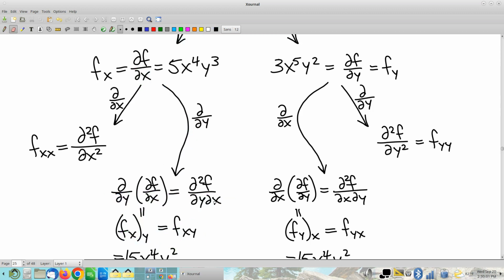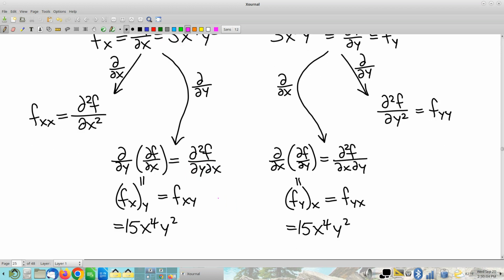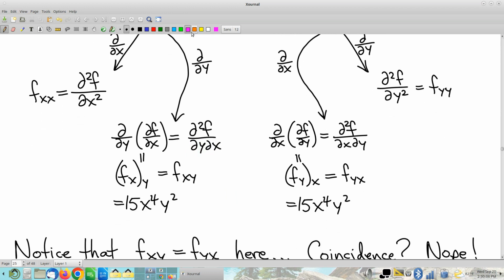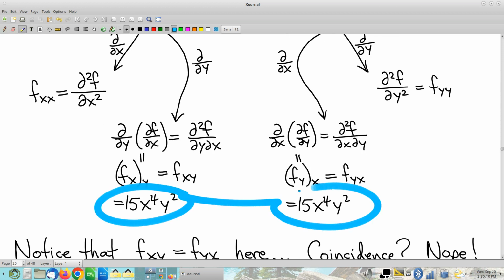Now, one thing you're going to notice is that these two things are the same. And at first glance, you might think, wow, what a weird coincidence. The x partial of the y partial of the x partial, they happen to be exactly the same. What are the odds? Right?